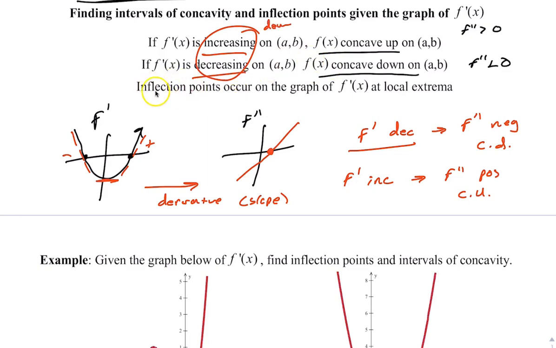How about the inflection points? Remember, that's when the second derivative is equal to 0 or undefined. So we look at the local extrema, the min-max, like right here. A local min is a possible inflection point. You just gotta see the sign change, but that'll be easier with examples.